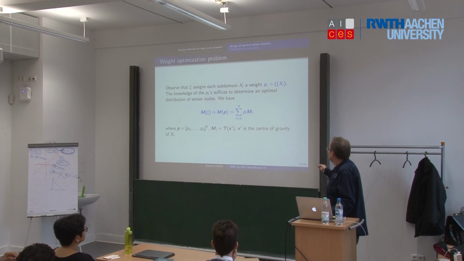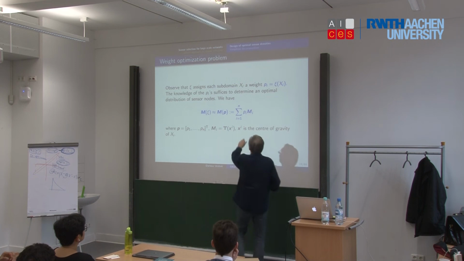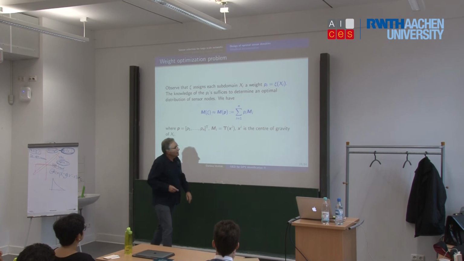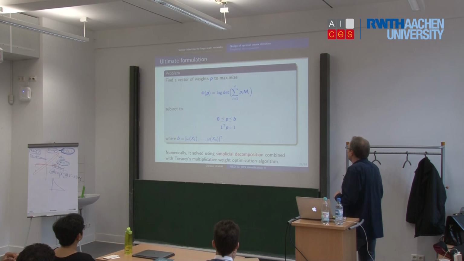It can be denoted by pi. So these pi's can be interpreted as our decision variables. If our partition includes n subregions, we have n weights. And the number of weights is equal to the number of subregions. And here you obtain the final form of the optimization problem.